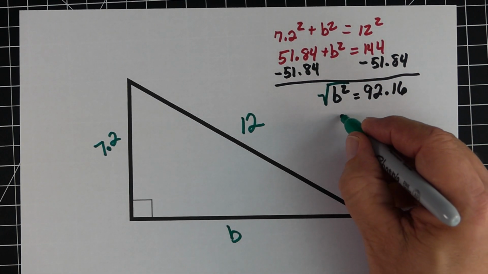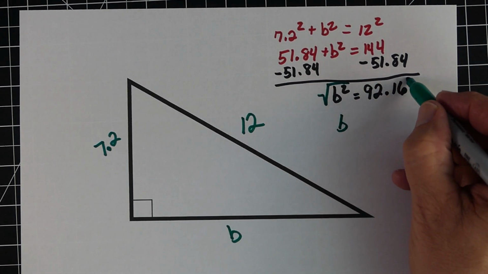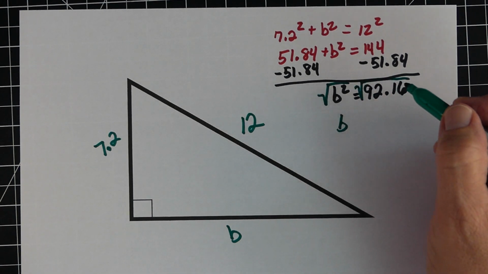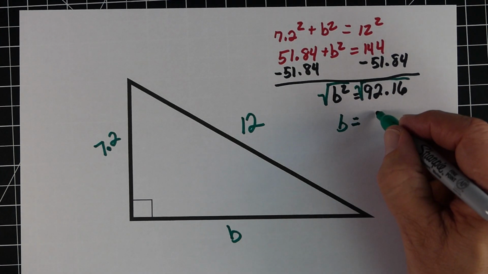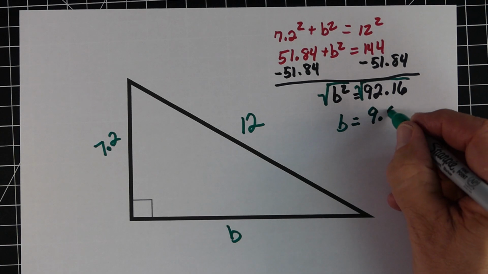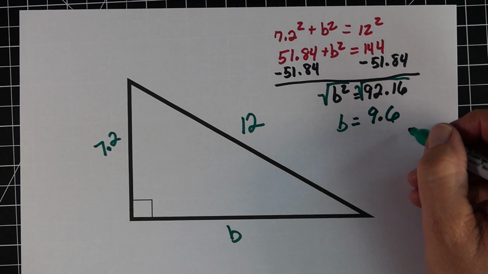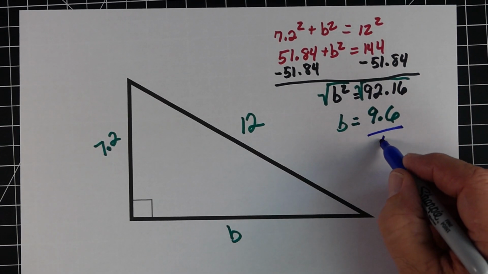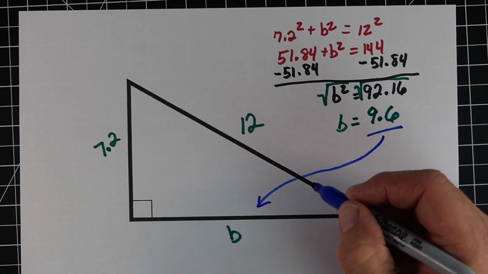Find the square root of both of these. The square root of b squared is just b. The square root of 92.16 is going to be 9.6. So the missing side here for b is 9.6.